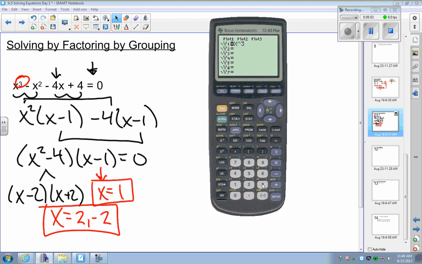So x cubed minus x squared minus 4x plus 4. If you graph this, it's going to be a cubic. We're going to study these. You studied them a little bit before. You see it crosses the x-axis 3 times.